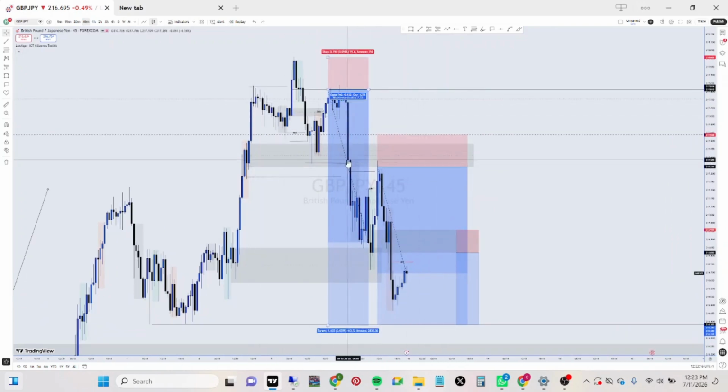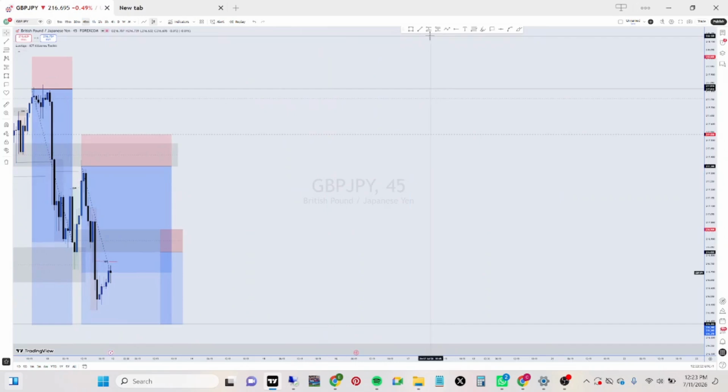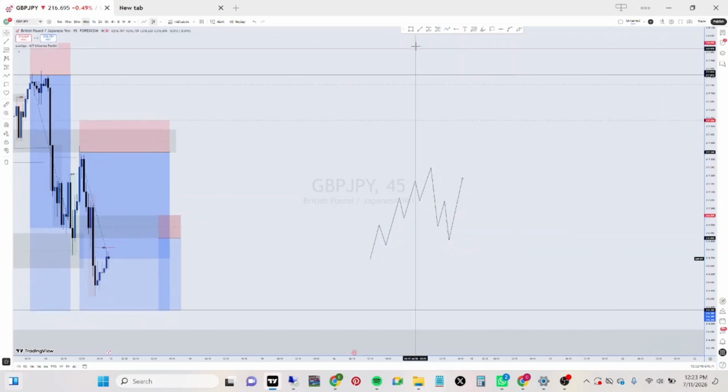So the second entry came yesterday, that was Friday. Price took out this high. Now after the origin setup, you want to see something like this in the market, right? And you want to see a market structure shift, a valid inducement, and you want to see price come back to this area, right?